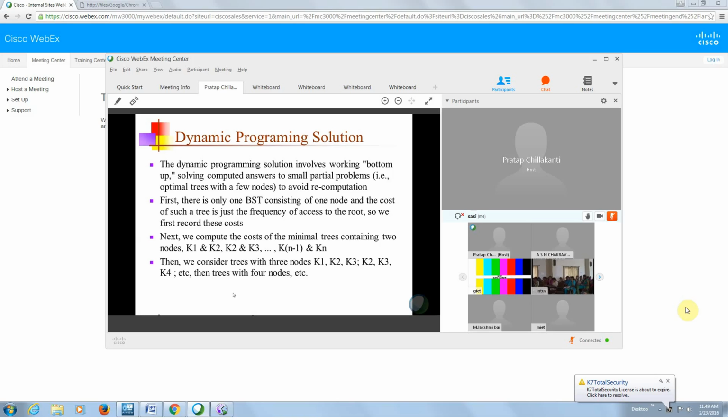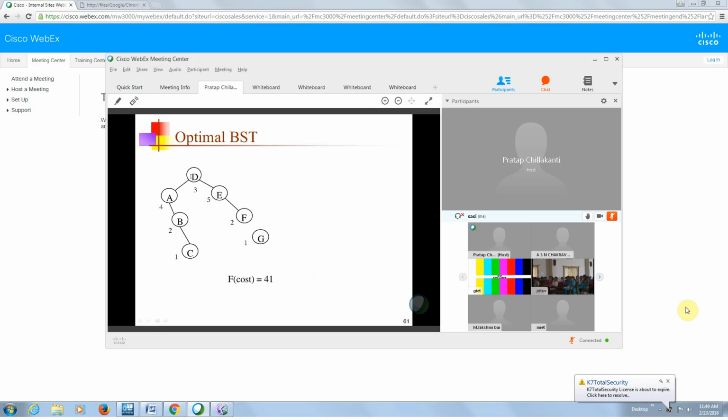Now after you do that, then you consider trees with 3 nodes. So you're slowly building up the tree: 1 node, 2 nodes, 3 nodes, etc. Once you compute those costs, you're saving those costs in an array, so that way you don't have to recompute them. When you are analyzing other subtrees, you already have the value for this one, so you plug it in. So that's the algorithm that we use to build that tree. That is dynamic programming.